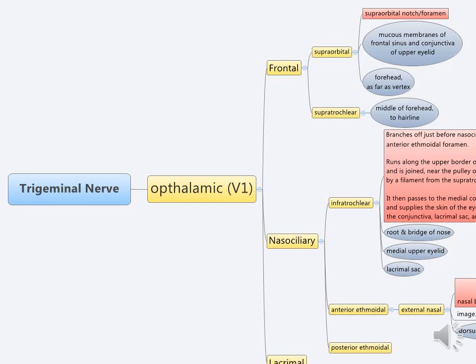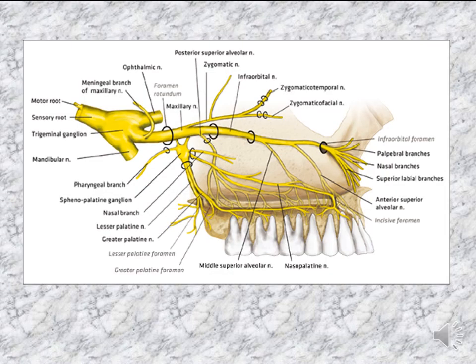The anterior ethmoidal is the external nasal nerve and supplies the nasal bridge, emerging between the nasal bone and the cartilage and supplying the dorsum of the nose. And the last one is the lacrimal nerve.